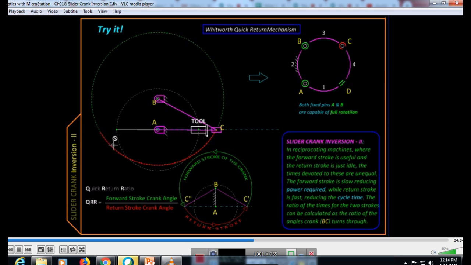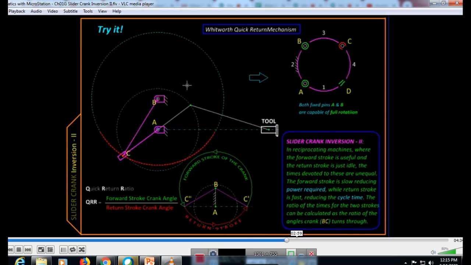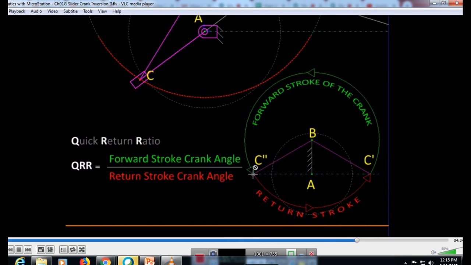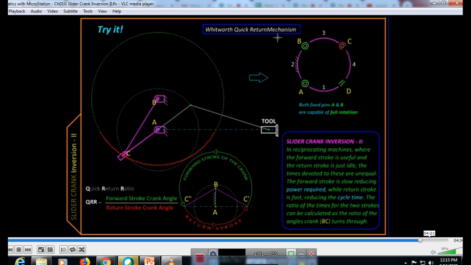That's why it is shorter, known as a quick return mechanism. It will be retracted back in less time. Such a mechanism is used in shaping machines, and it is called a quick return mechanism. You can see the quick return ratio will be the forward stroke crank angle divided by the return stroke crank angle of the tool.